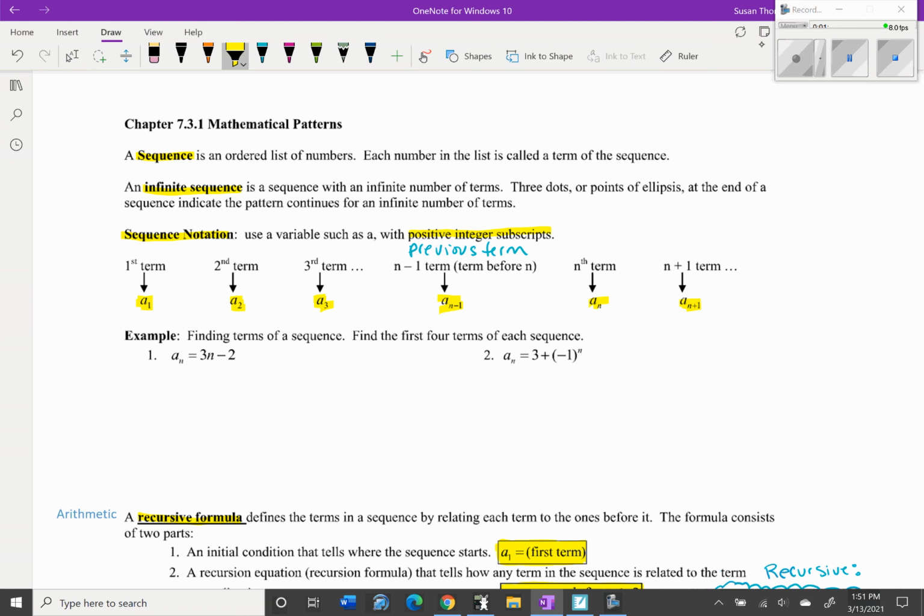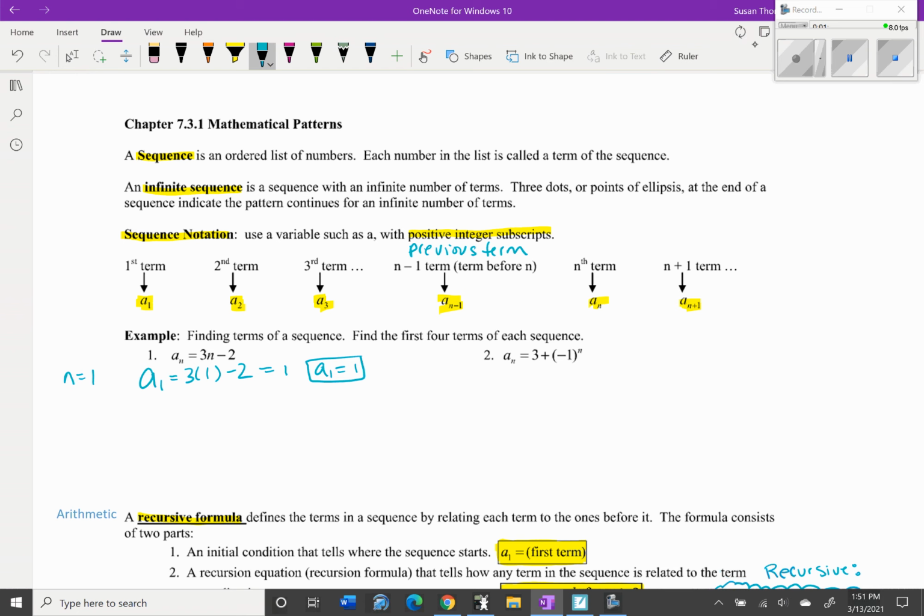So let's go ahead and look at these two examples. It says, finding terms of a sequence, find the first 4 terms of each sequence. If we want to find the first 4 terms, we're looking at first when n is equal to 1. So we're going to plug that into our formula. A sub 1 is equal to 3 times 1 minus 2. You're just plugging in 1 everywhere you have an n. That gives us 3 minus 2, which is equal to 1. So a sub 1 equals 1.